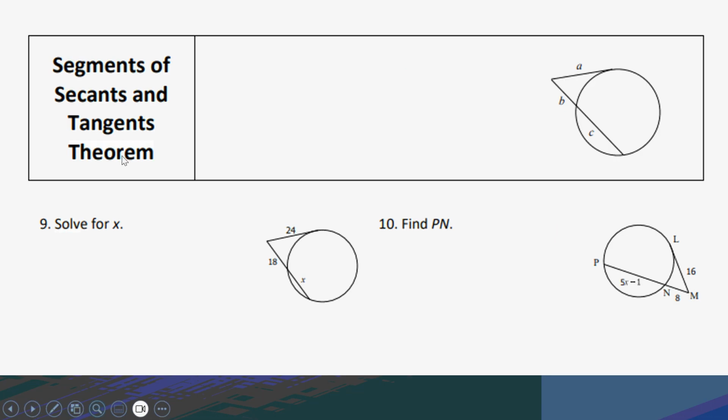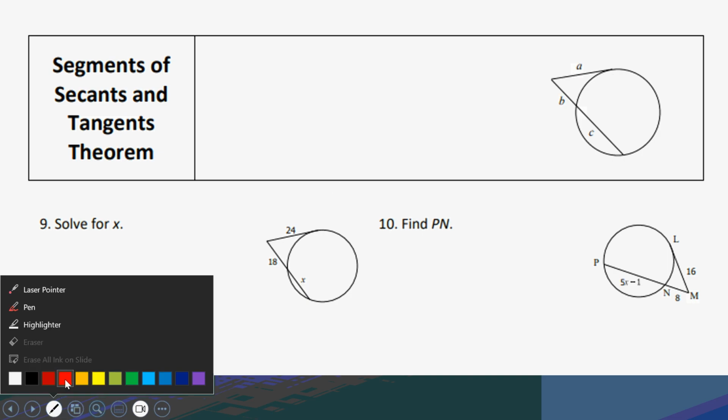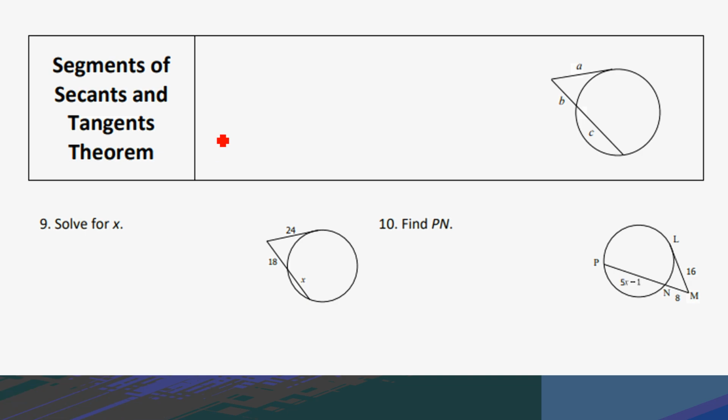Moving on to the last special type, segment of a tangent and a secant. So we have one tangent here, touches the circle at one point, and a secant here. So we get a squared equals b times this whole part b plus c.